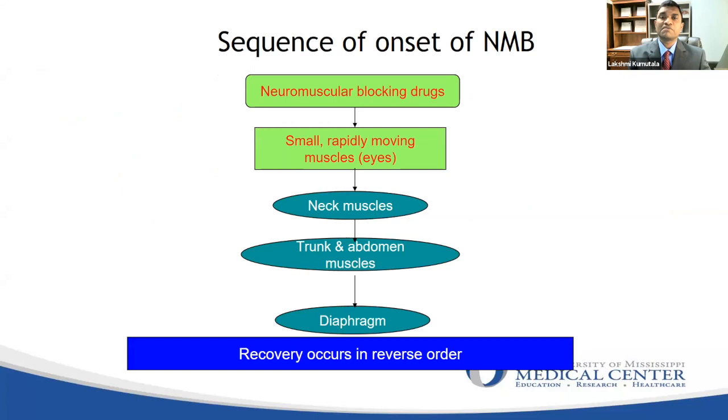This is the sequence of onset of the neuromuscular blockade. The neuromuscular blocking drugs act on the small, rapidly moving muscles like the eyes at the beginning, then next affect the neck muscles, then the trunk and abdominal muscles, and the last one is the diaphragm. In the recovery, the reverse order will follow.